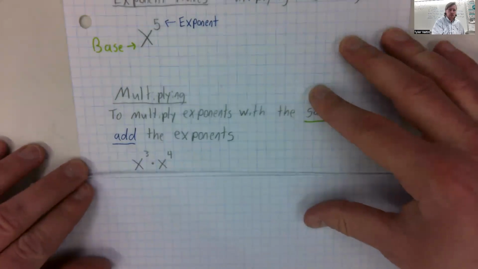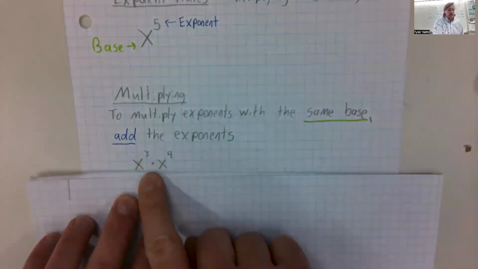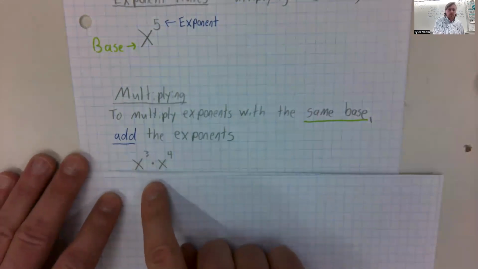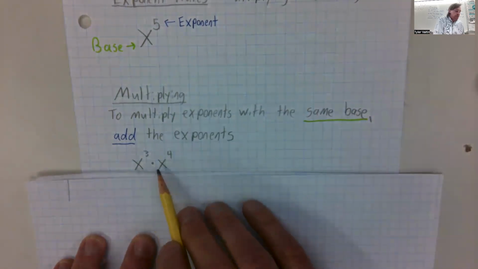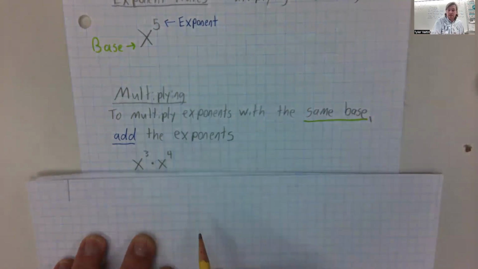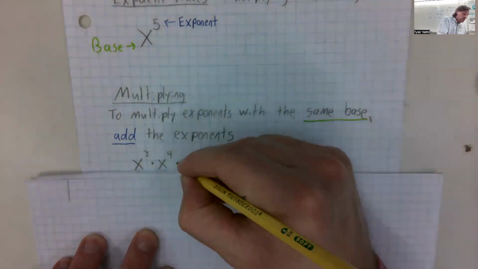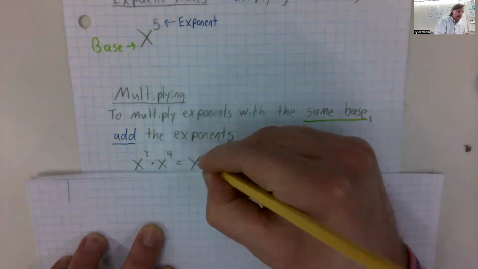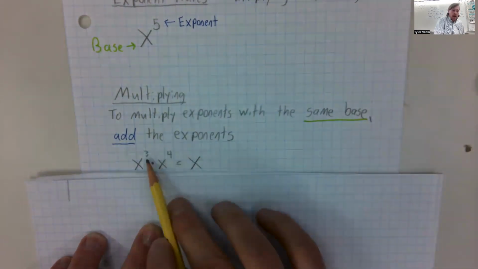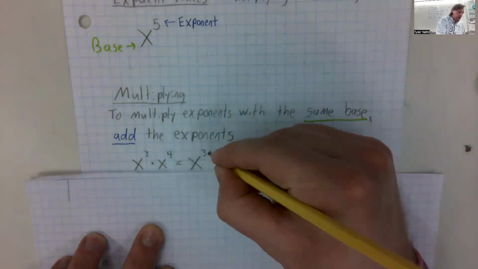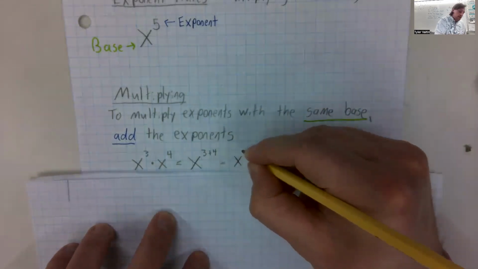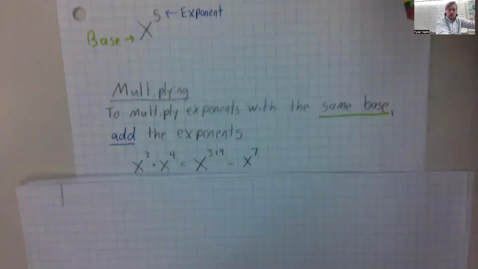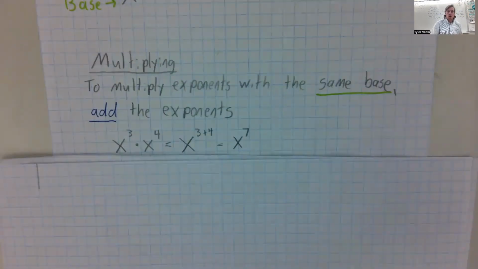So here is our first expression, x to the third times x to the fourth. Now, this is obviously a multiplication problem. We want to simplify this expression down. We happen to have the same base. So when we have the same base, we can simplify. So this is going to become x, the base is going to stay the same. And I'm literally just going to add these exponents together, 3 plus 4. And I'm going to end up with x to the 7th. And that's literally it when it comes to multiplying exponents with the same base.